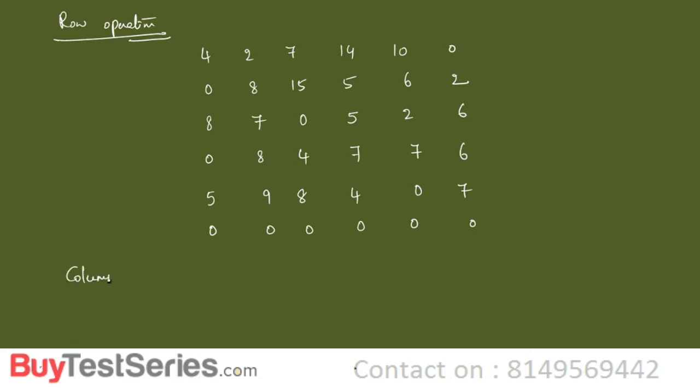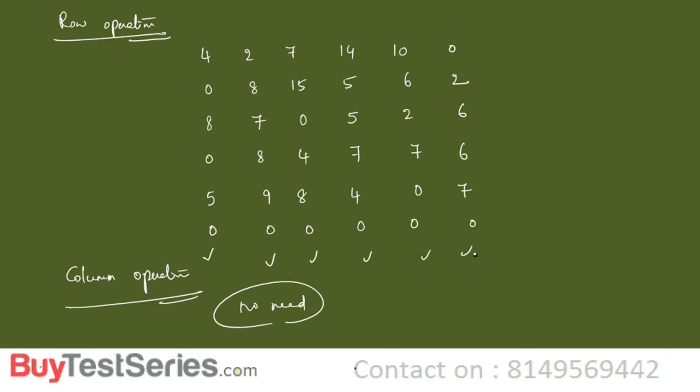Next step will be column operation. Now, no need to do any column operation. Why? Because in each and every column you have a 0, correct? As a result, what will happen? What is column operation? Select the least element from a column. So what is the least element in the first column? 0. And reduce it from the rest. So 4 minus 0, 0 minus 0, 8 minus 0, 0 minus 0, 5 minus 0, 0 minus 0. You'll get the same column.